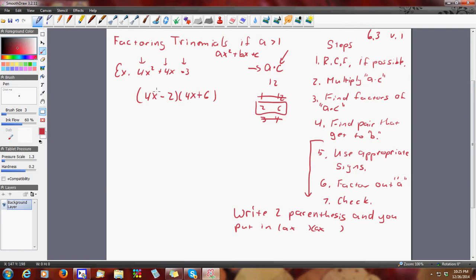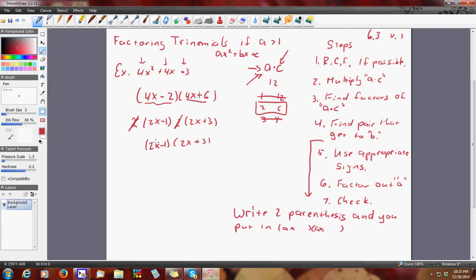It says use your proper signs. Factor out A. And what I mean by that is I can factor out a 2 from this, and I'm left with 2x minus 1. And I can factor out a 2 from this, and that's 2x plus 3. Well, 2 times 2 is 4, which was A, the value of A. And that's how much extra we put in at the very beginning. Which is why we can take it back out. So our final answer is 2x minus 1 times 2x plus 3.